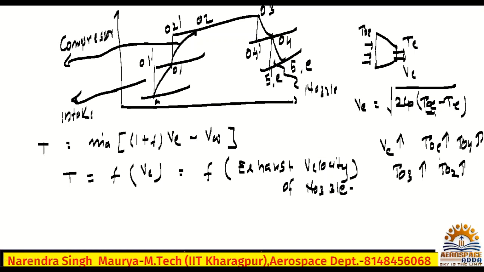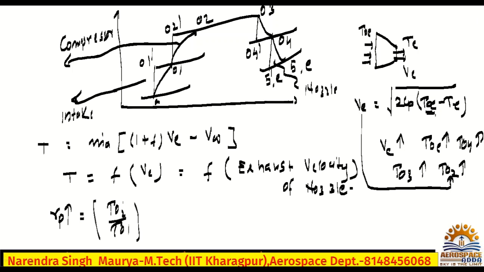So now it is very clear. If you want exhaust velocity high, you should have T naught 2 high. What is T naught 2? It is the compressor exit temperature. So it is very clear now. Compressor pressure ratio: what is it? It is T naught 2 by T naught 1. So if you want the compressor pressure ratio high, then this T naught 2 should be high, and if this T naught 2 is high, then T naught 3 will be high.